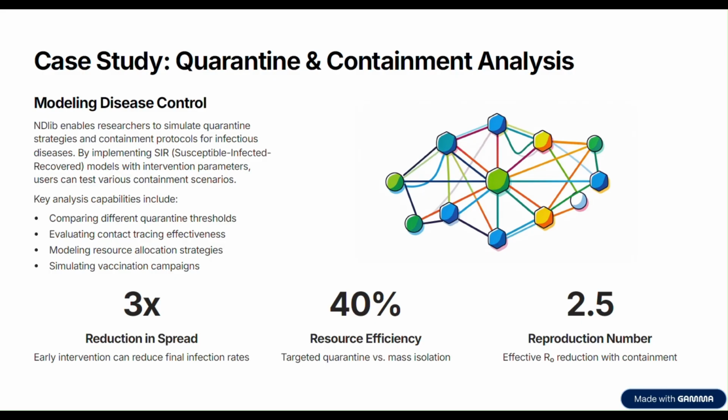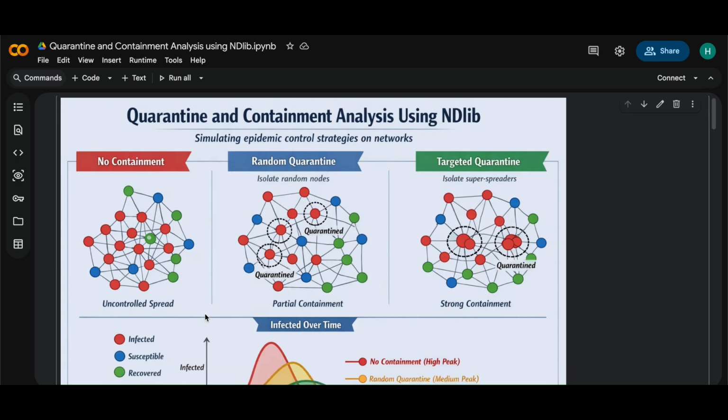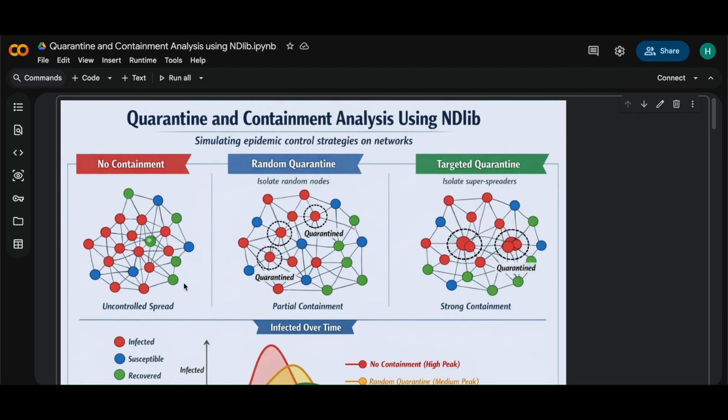Early intervention can reduce final infection rate, 3x reduction in spread, 40% resource efficiency, targeted quarantine versus mass isolation, 2.5 reproduction number, effective reduction with containment. Quarantine and containment analysis using NDlib is one of the applications of the NDlib tool. In this application, we will consider three cases: no quarantine, random quarantine, and targeted quarantine.